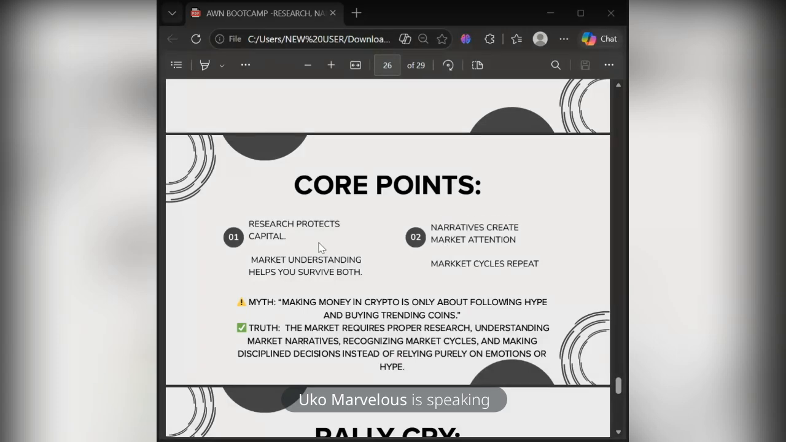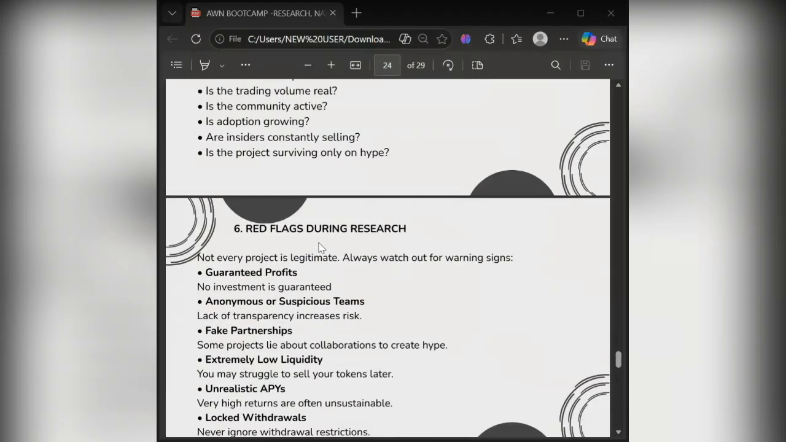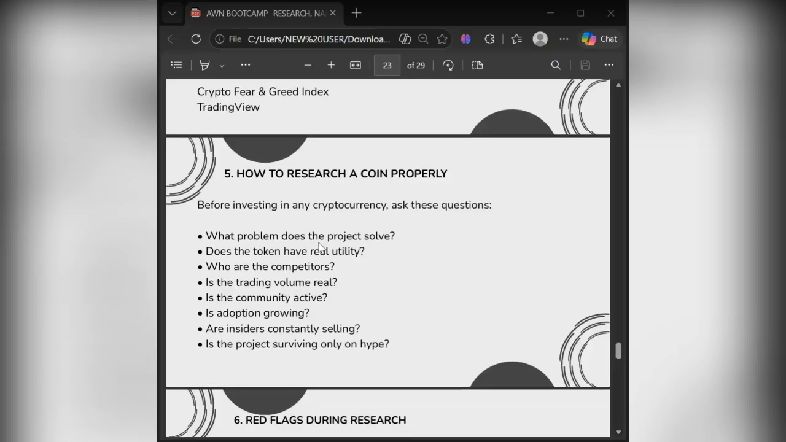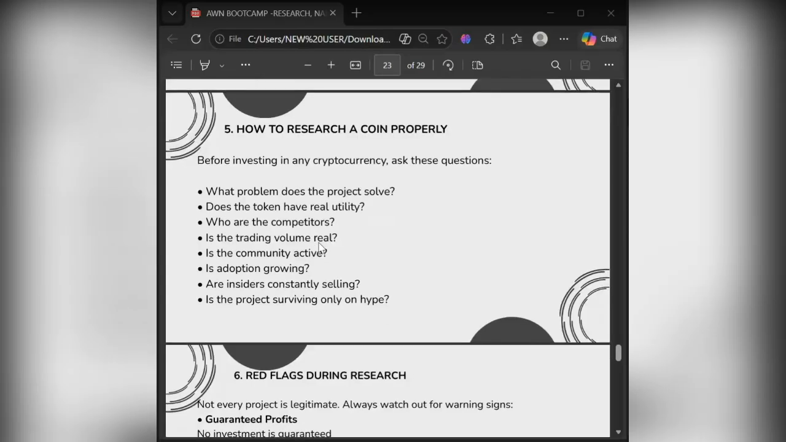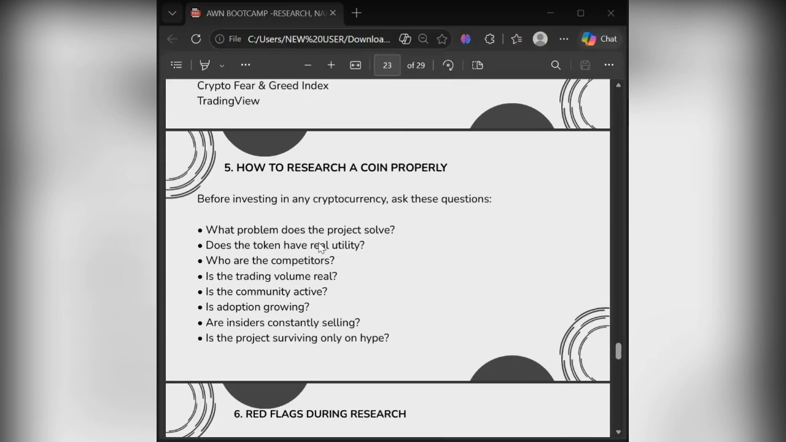That is why after explaining research, market cycle, market sentiments, narratives, and all that, I came here to list step by step the things you check out in a project, and the red flags to spot in a project. Definitely you have to see the coin somewhere. Someone has to tell you about a particular project or coin.